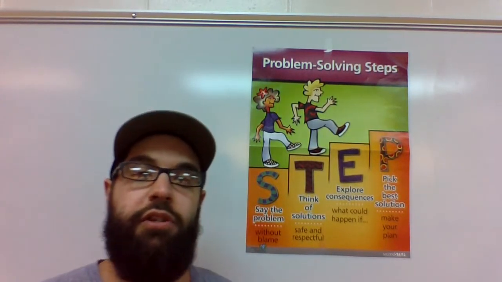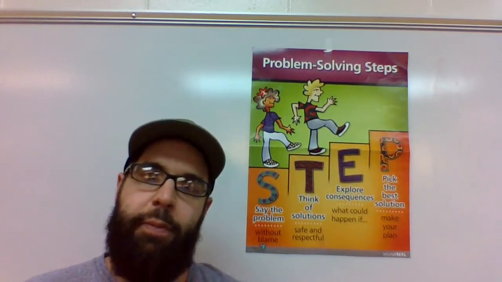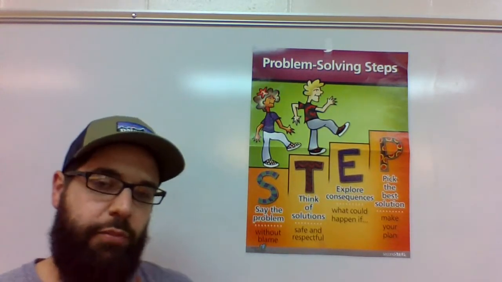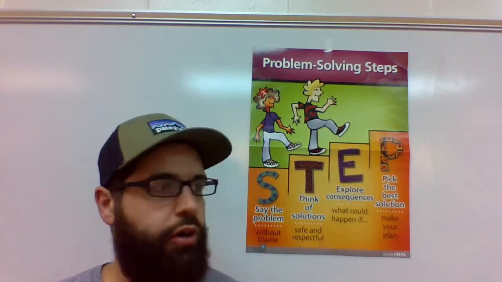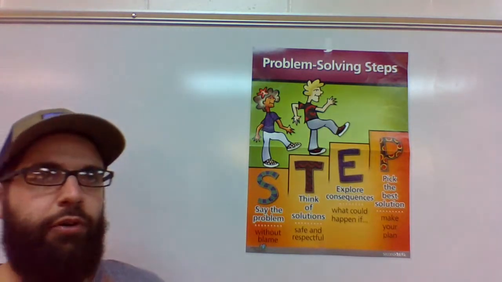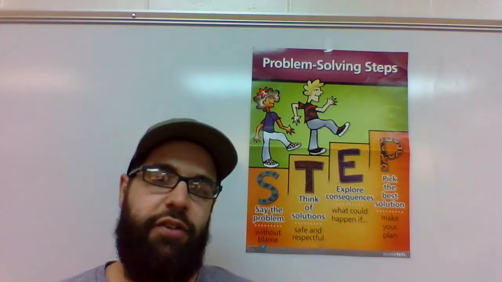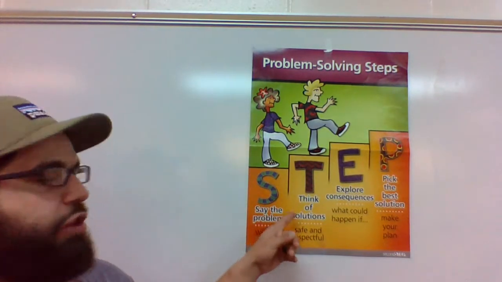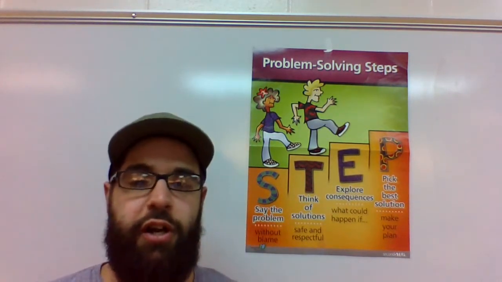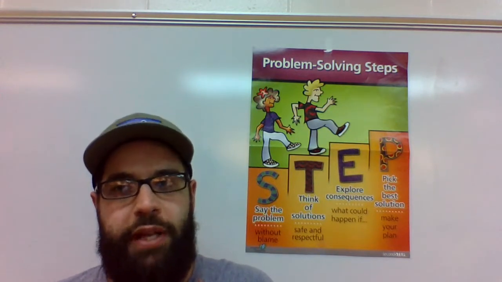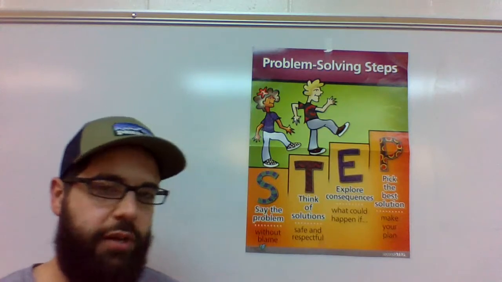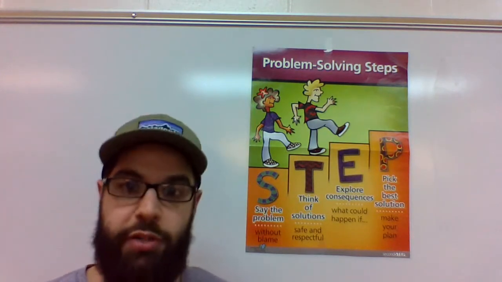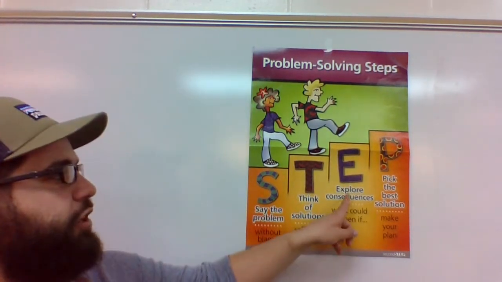Maybe the parent and child work it out by saying, okay, how about you take turns with your brother or sister, or how about we set a timer and you get to play for a certain amount of time, and you come up with some solutions about how to share. Or maybe there's another toy you can play with while you wait for your brother, sister, or friend to be done playing with the toy that you want. And then we have to explore consequences.